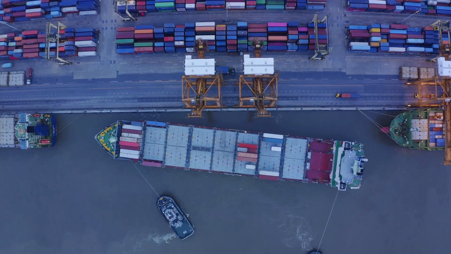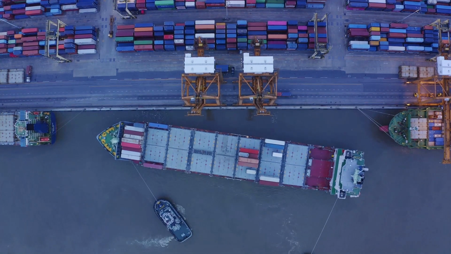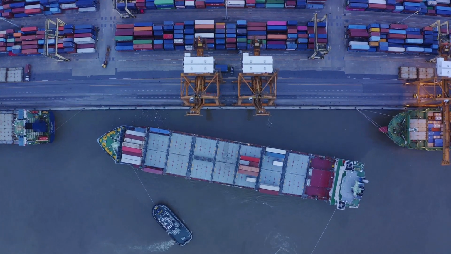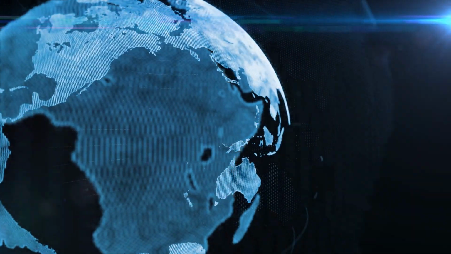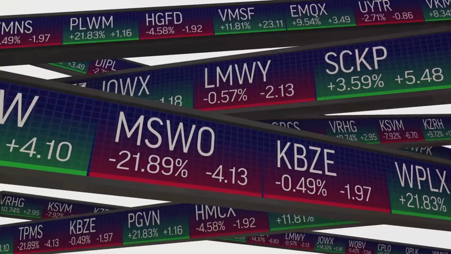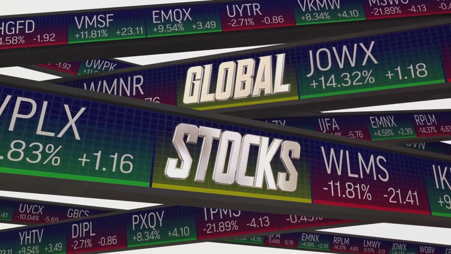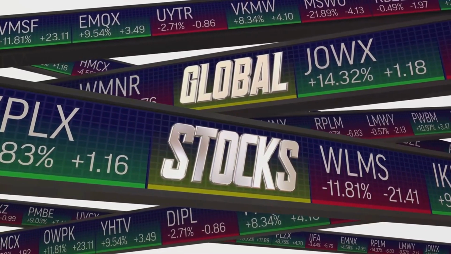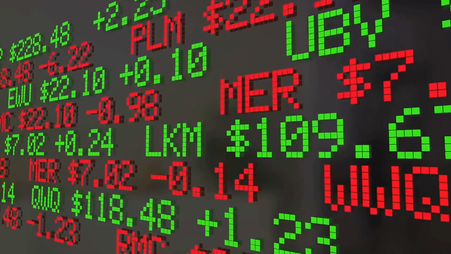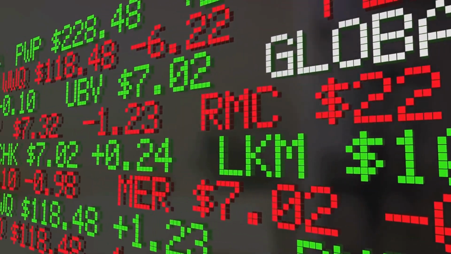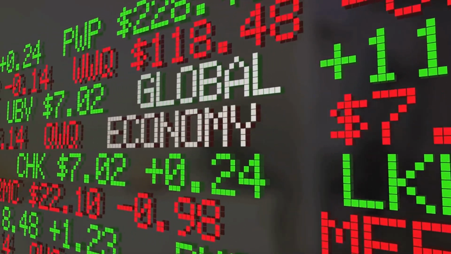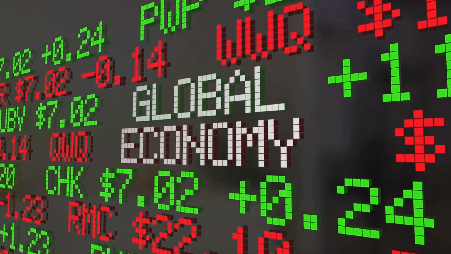Picture the world as a giant marketplace, where countries exchange goods and services. This exchange is what we call international trade. It's like a gigantic game of barter on a global scale. But instead of swapping apples for oranges, countries trade products like cars, technology, and even services. So how does international trade affect the global financial landscape?